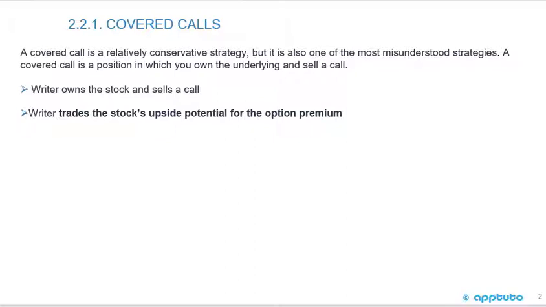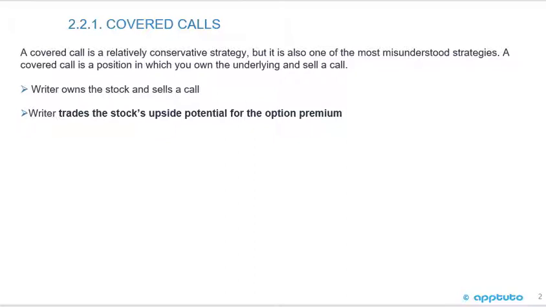A covered call is a position in which you own the underlying and sell a call. So think about it. When I buy a call, I've got the right but not the obligation to buy the stock at a certain price. When I sell the call, I've got the obligation to sell, okay? But if I've sold that call and I own the stock, that means I have an obligation to sell the stock at a certain price, the exercise price.